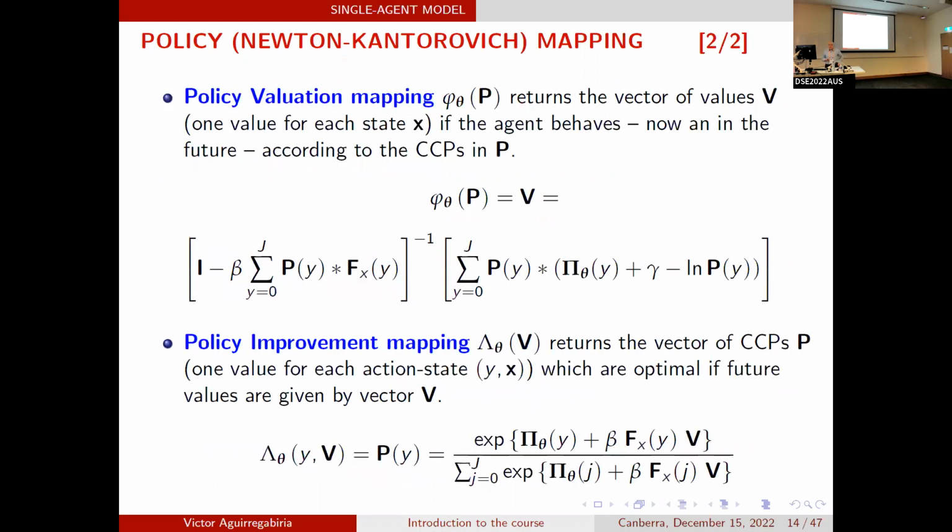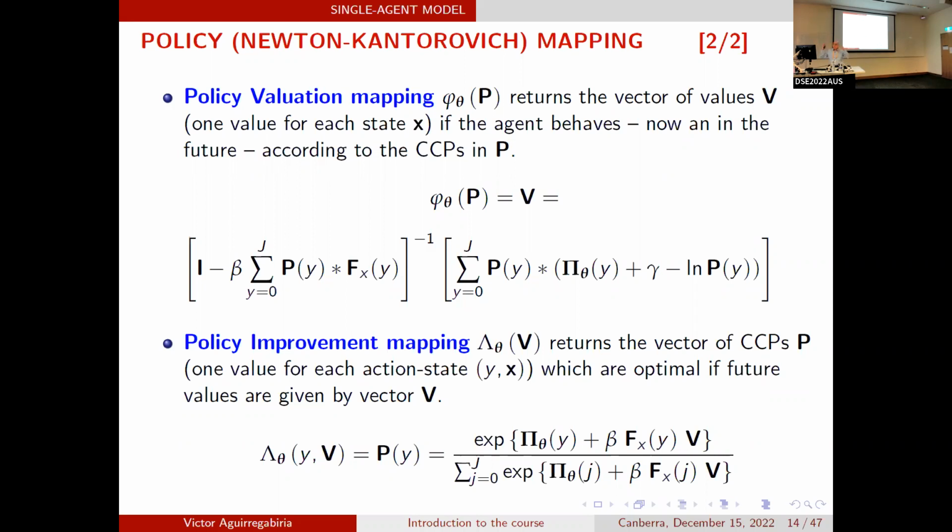Then the policy evaluation mapping is a mapping from choice probabilities into values, and in the model that we have here, it has this expression. The first part, where we have this inverse matrix, is the evaluation matrix. Give me any vector of utilities, I multiply this vector at each possible state by this matrix, and what I'm going to get is the present discounted expected value of these utilities.